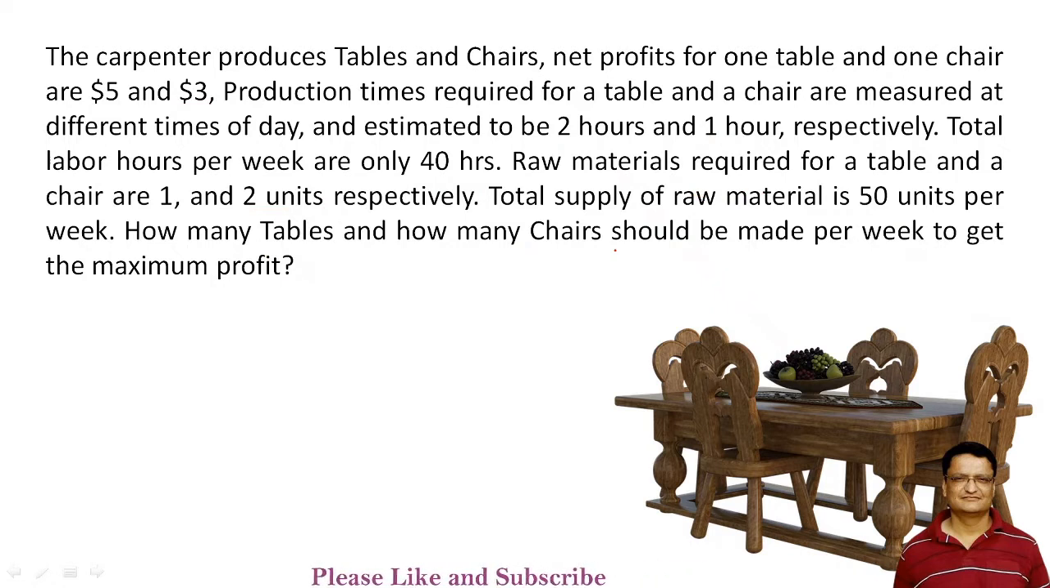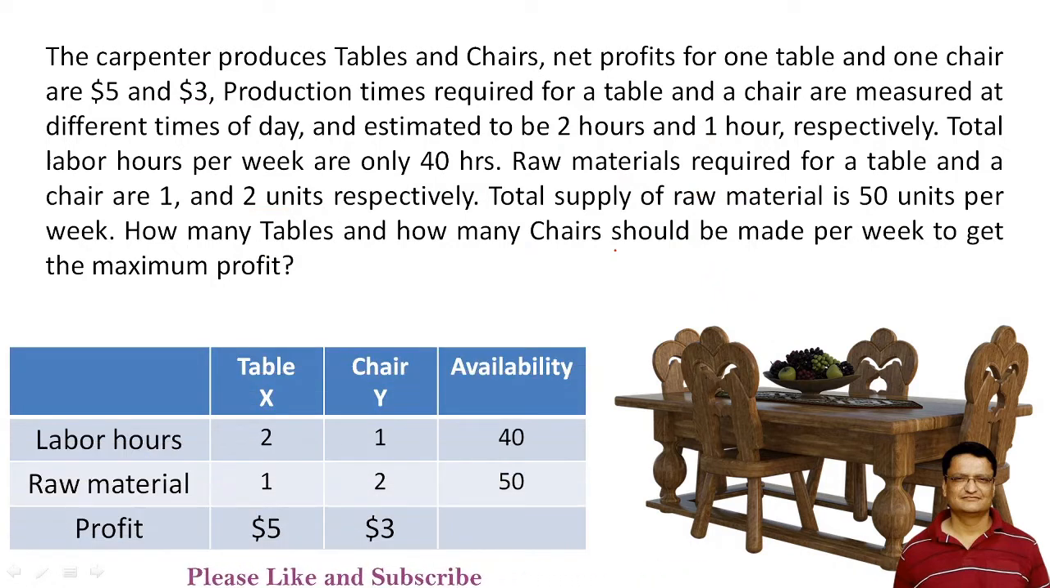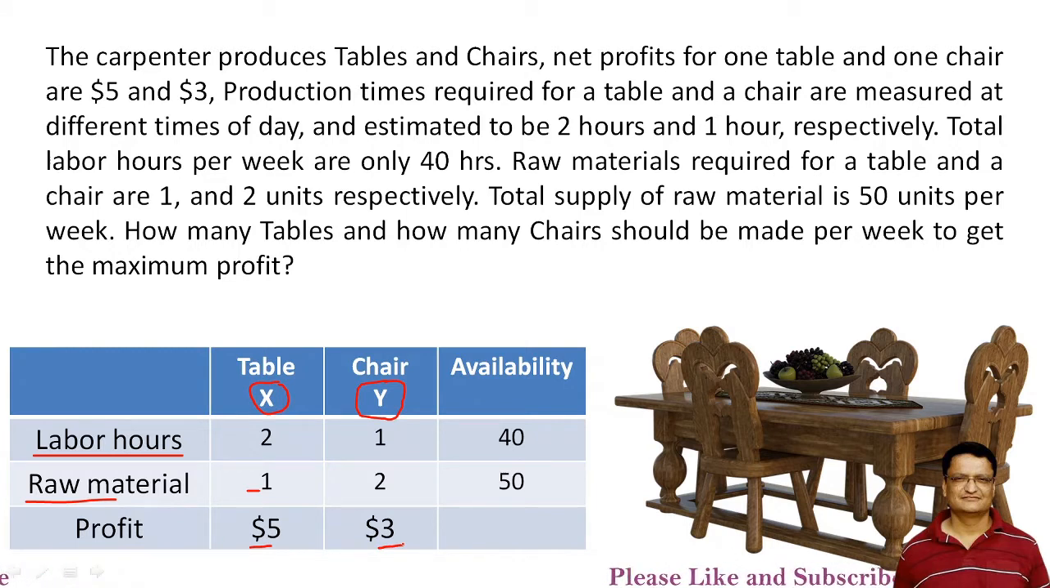Out of this problem statement, we can create this table. Now this table indicates X, the quantity of tables to be produced, and Y is the quantity of chairs to be produced. So these become our decision variables, and these are the constraints, and these are the relative values of constraints, and $5 and $3 are the profit made respectively. Out of this table we can formulate the linear programming model.